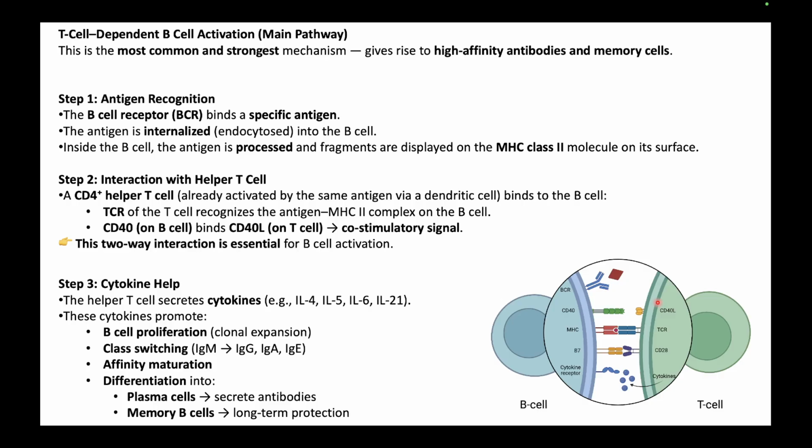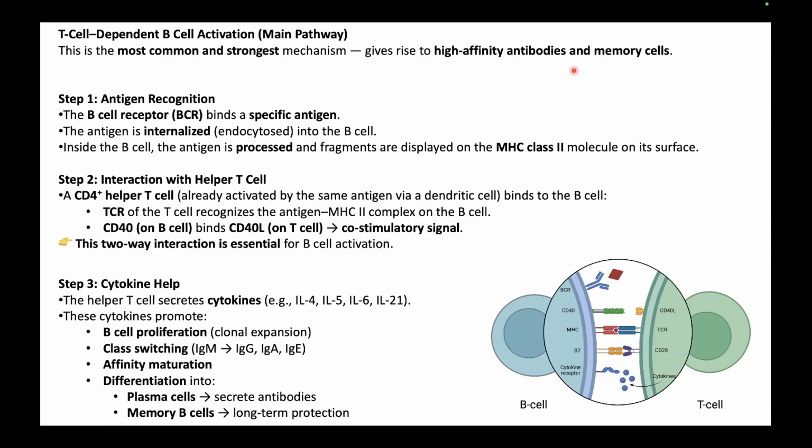In the T cell dependent pathway, which is the main pathway for B cell activation, this is the most common and strongest mechanism, which gives rise to high affinity antibodies and memory cells. There are several steps. The first step, as in the case of T cells, is antigen recognition. The B cell receptor binds a specific antigen. As the T cell has a T cell receptor, the B cell also has a B cell receptor.